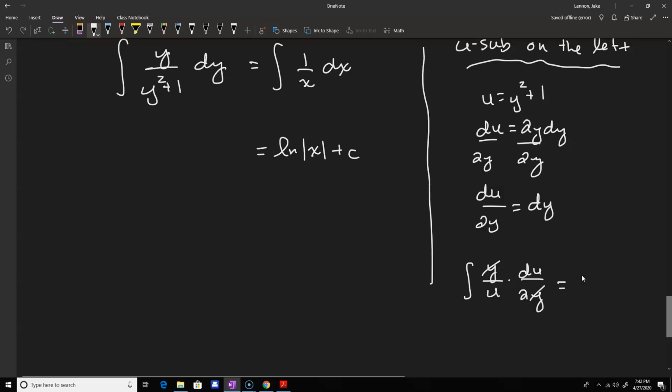And then we just have the antiderivative of basically 1/2 times 1 over u du. So this is just going to be 1/2 natural log of the absolute value of u. We've already got the constant on the right-hand side, so I'm not writing plus a constant. So anyway, this comes out to 1/2 natural log of the absolute value. I'm going to change u back to y squared plus 1.